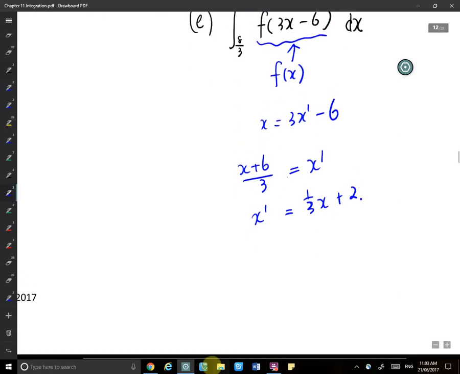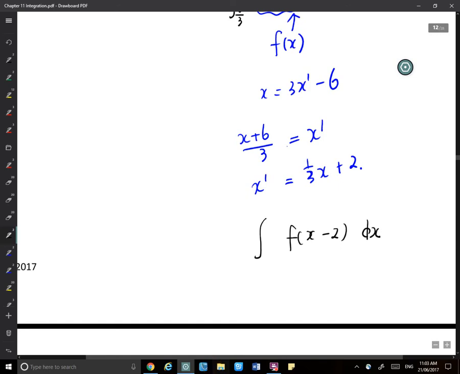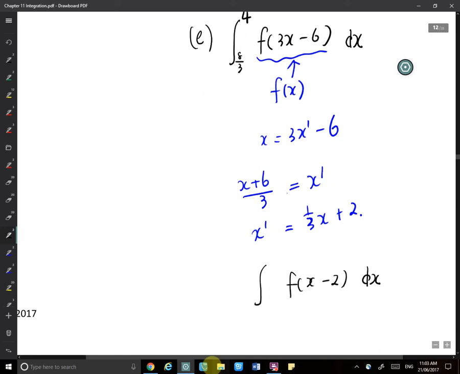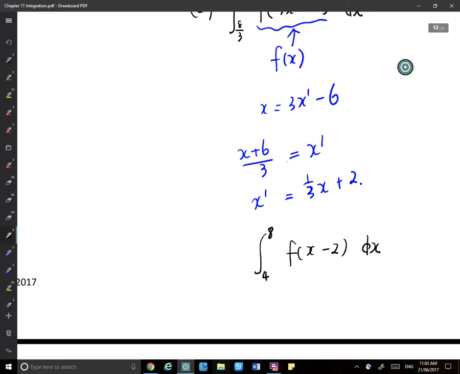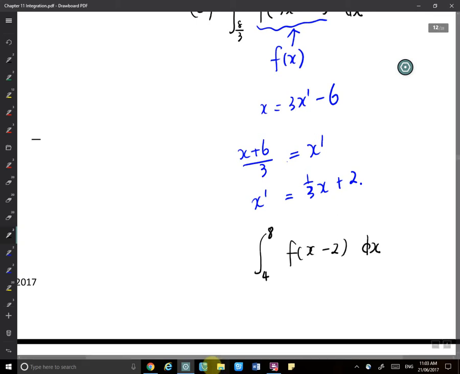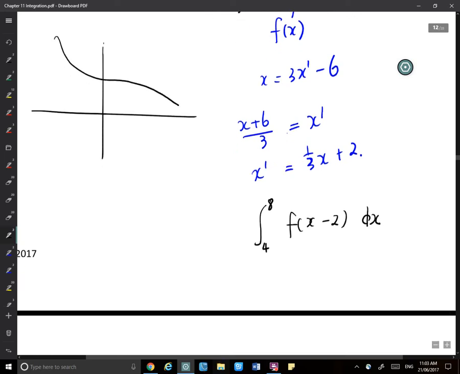Before we do this question, let's think about an easier one. If we say the integral of f(x) minus 2 dx, with the terminals 4 to 8, what do you think this will be? Say you have f(x) looking like that, and from 2 to 6 is before. From 2 to 6, you have the area of M.